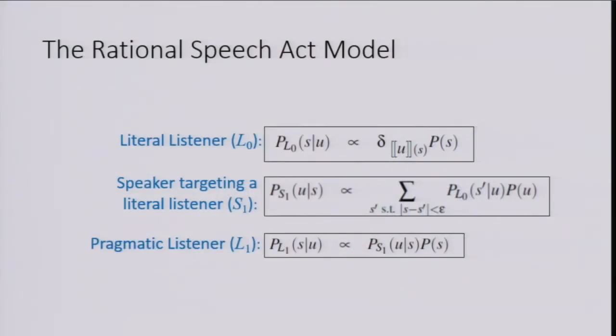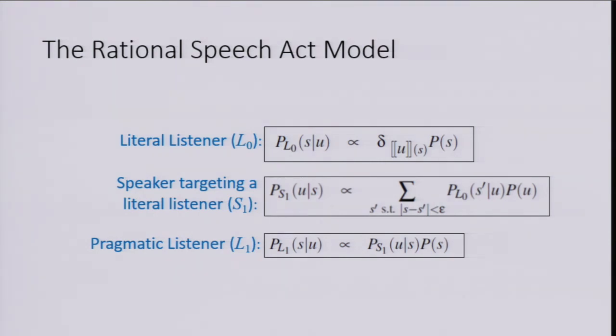So now the pragmatic listener is simple. You just take this same equation. Instead of this value, which just literally evaluates to every location where this is true, you plug in this model. So the pragmatic listener assumes that the speaker was rational and trying to help me. So instead of this value, you plug in this.